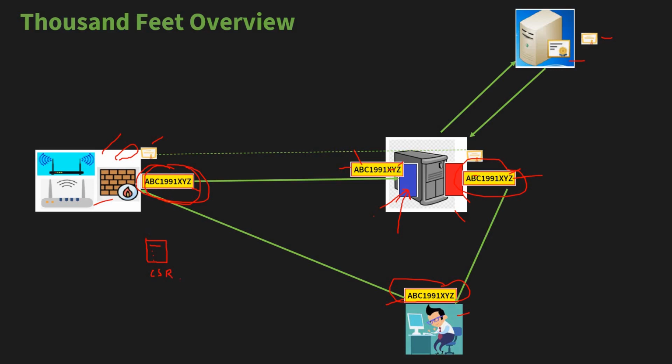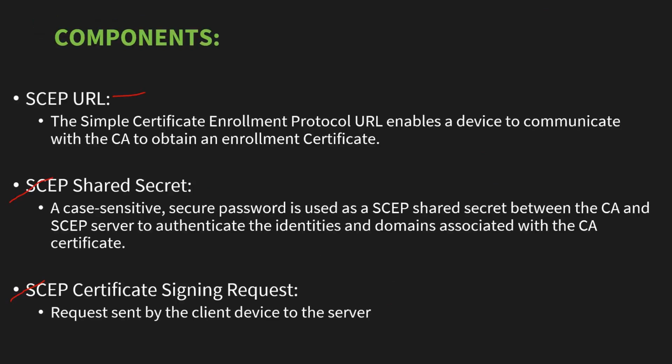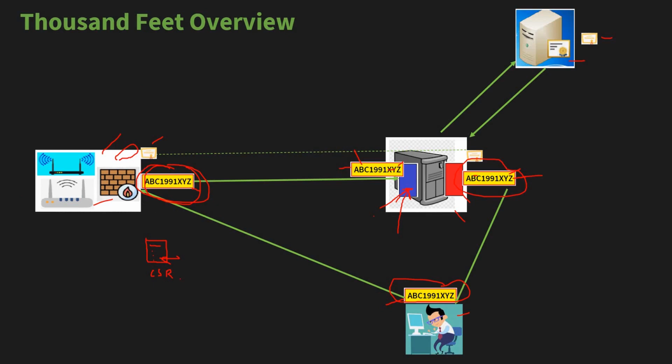So CSR is the request that the device is sending to the SCEP URL or the public endpoint, and the CSR contains the OTP or the SCEP shared secret or the challenge password. Now let's understand this. So this is what SCEP was used for. SCEP and NDES was used for this when the protocol was developed by Cisco.